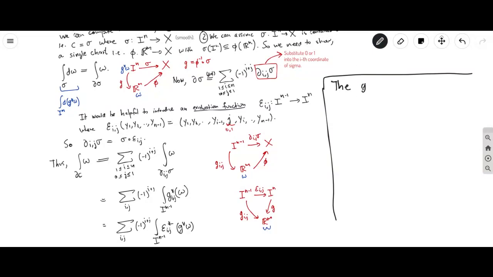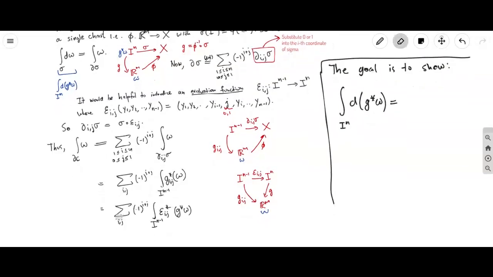So the goal is to show that the left-hand side can be rewritten like this. This is the integral over I^n of d g star of omega. And it's the same thing as this, right? The right-hand side, we have manipulated it. It was equal to that, that was equal to this, that can be rewritten using evaluation functions. So this is equal to the sum, and we have the integral over I^(n-1) of epsilon_(i,j) star g star omega.